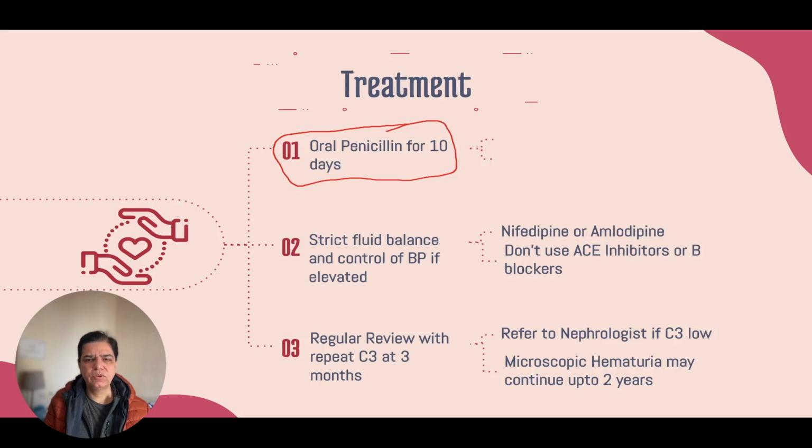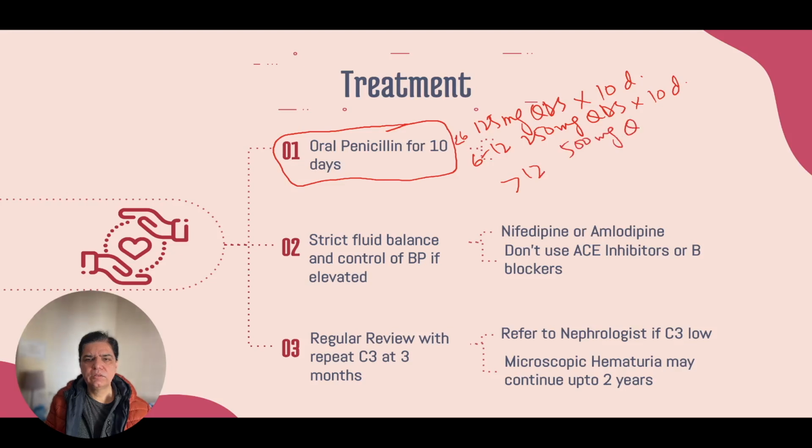Oral penicillin, phenoxymethylpenicillin. Up to the age of 6 years, we give 125 milligrams QDS for 10 days. Between 6 and 12, we give 250 milligrams QDS orally for 10 days. And greater than 12 years, we give 500 milligrams QDS for 10 days. So in this case, because he's 13 years old, he would be having 500 milligrams QDS for 10 days. This is usually the standard treatment for post-streptococcal glomerulonephritis.